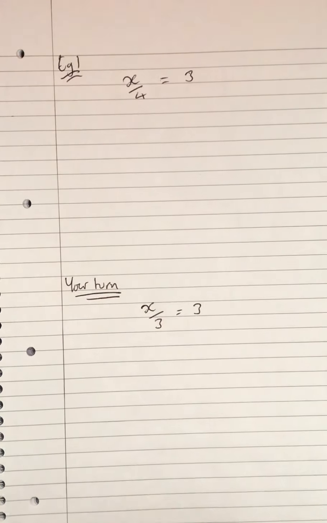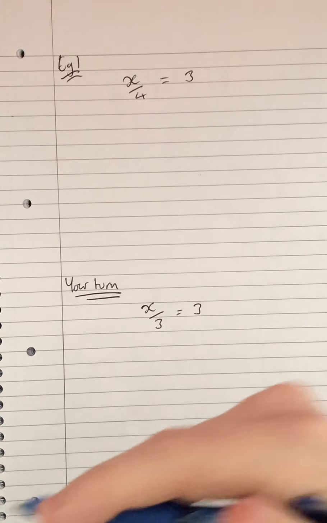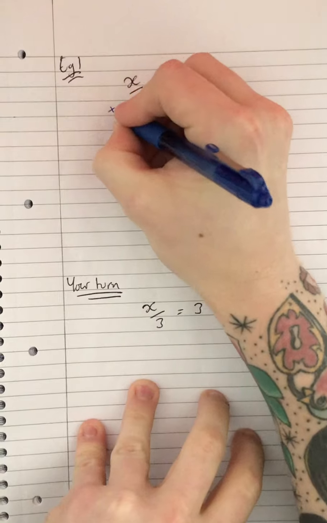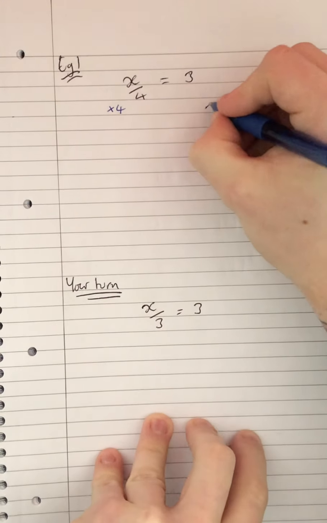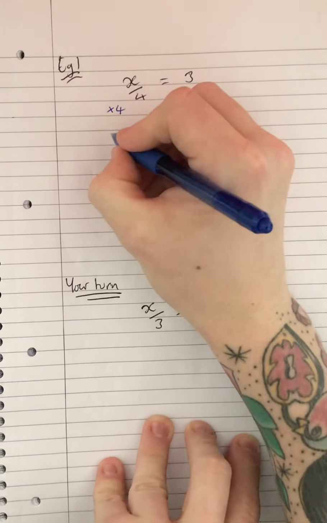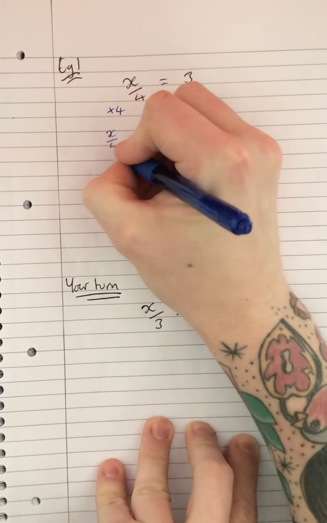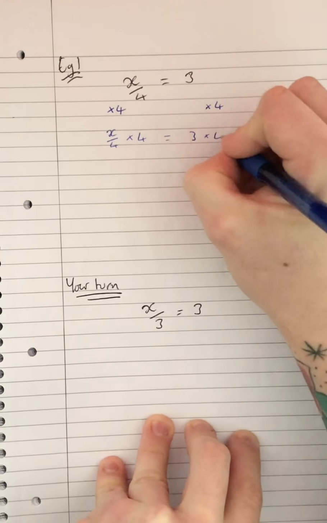So if x is being divided by 4, to get back to having a whole amount of x, I'm going to have to multiply it by 4. And what I do to one side of the equation, I do to the other. And so we get x over 4 times 4 is equal to 3 times 4.